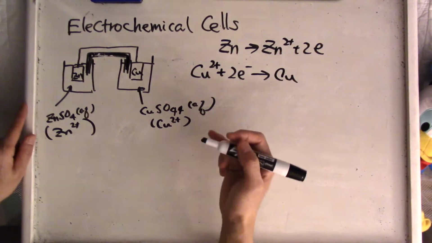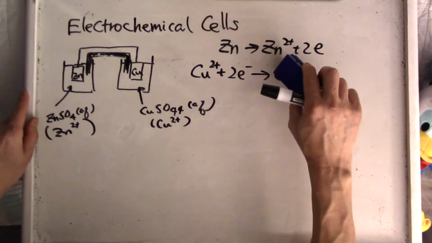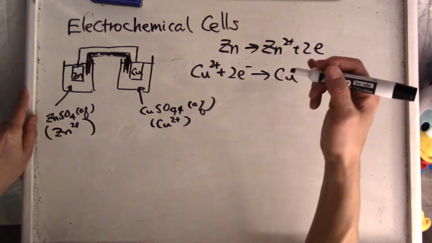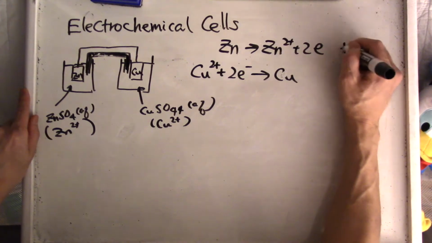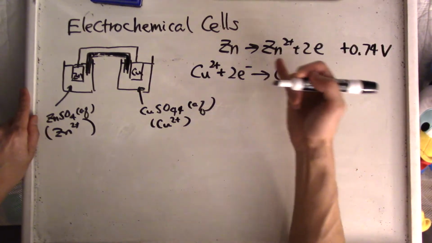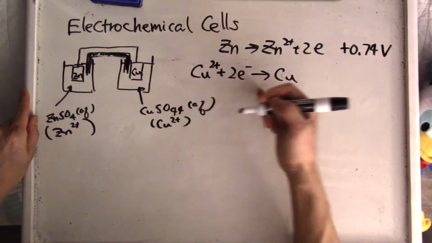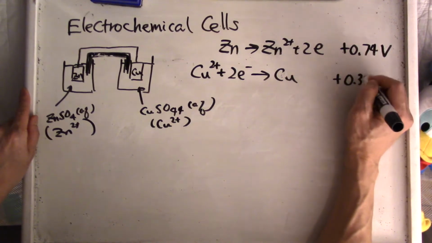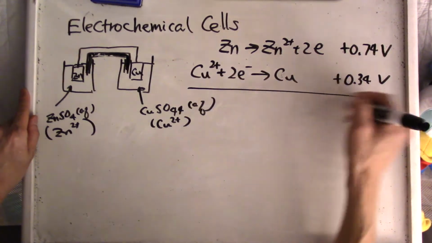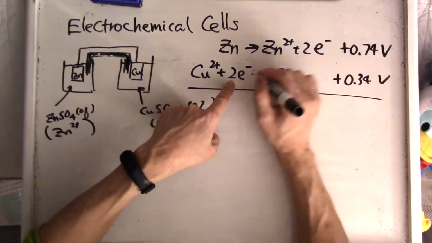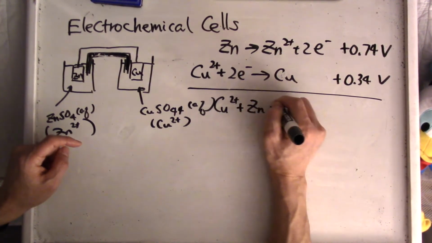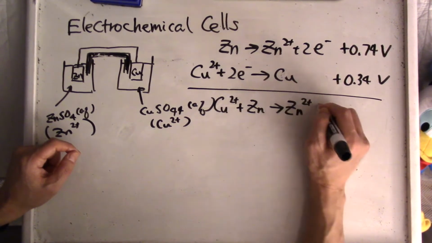In reality, if you remember from maybe 260 or 270, you had a reduction potential table. By the way, the reduction potential table will be given to you anyways. The zinc reduction potential is minus 0.74 volts, and the copper reduction potential is 0.34 volts. So one side is reduced, one side is oxidized. Net reaction: the 2 electrons and 2 electrons cancel out.